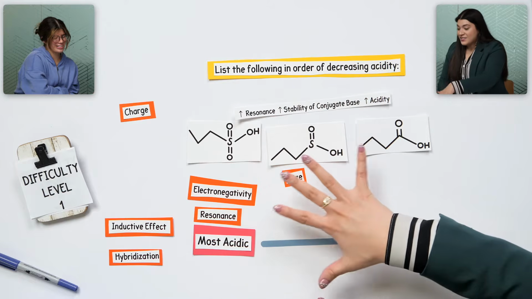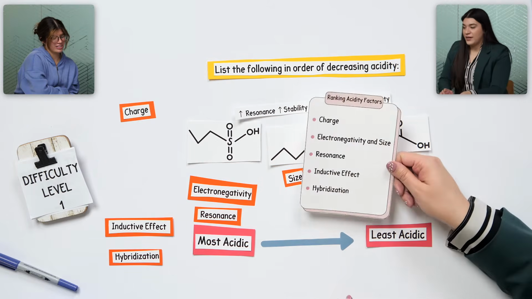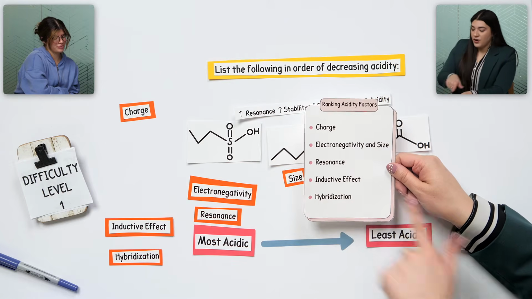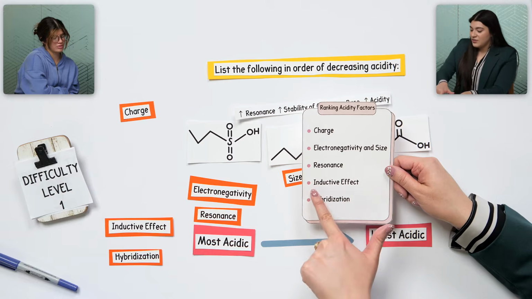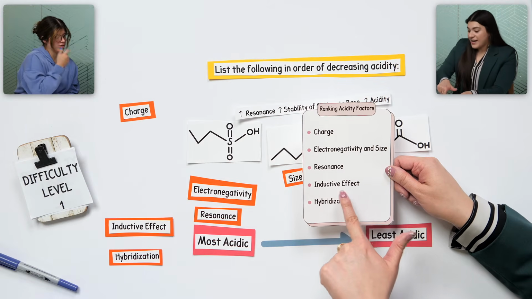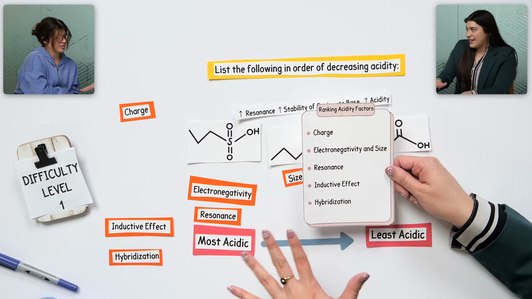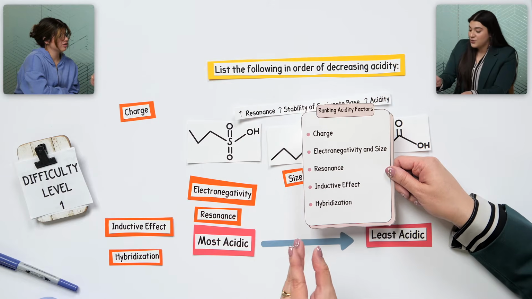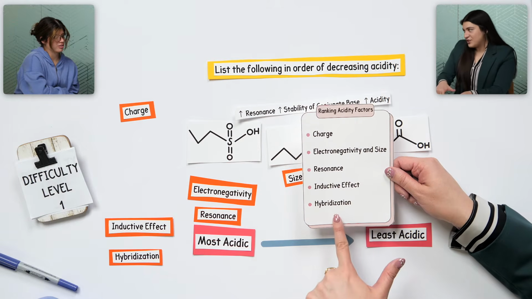Oh, okay. So that was just looking at our factors, which again, remember, ranking factors. We go from charge, we look at electronegativity, size, resonance, inductive effect, really how close our electronegative atoms are to each other and how many they are. That's really what inductive effect is essentially saying. The closer electronegative atoms are to each other, the more acidic they're going to be. And then hybridization.